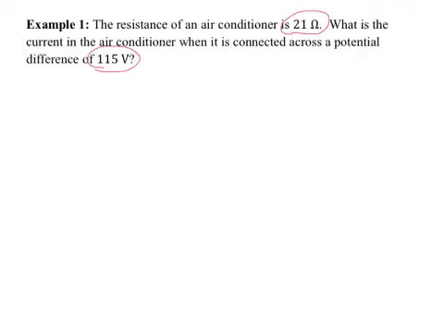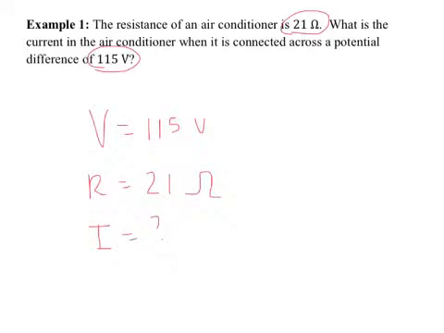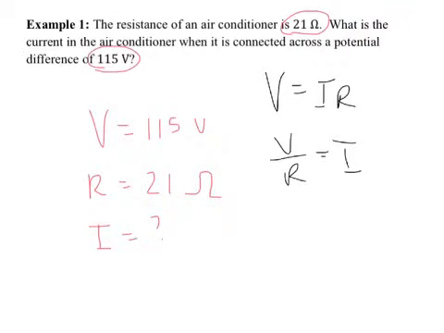So here we have a voltage of 115 volts. We've got a resistance of 21 ohms. And we're trying to find the current through this air conditioner, or across the air conditioner. How many coulombs per second are flowing through this air conditioner. So we've got Ohm's law telling us V equals IR. We're solving for I, so I is equal to V over R. The current is equal to the voltage over the resistance. So we take 115 volts over 21 ohms, giving us a current of approximately 5.5 amps.